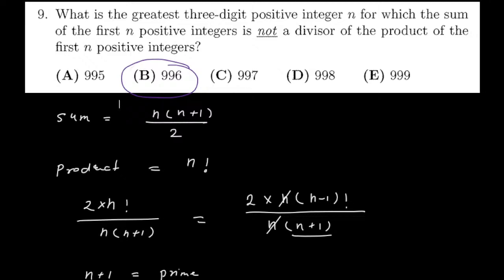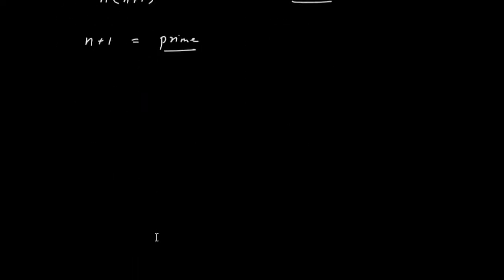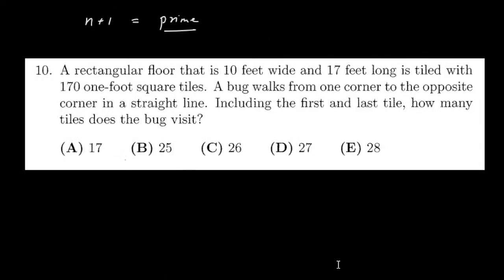Again, the ninth question was a tricky one. Last problem for today. A rectangular floor that is 10 feet wide and 17 feet long is tiled with 170 one-foot square tiles. A bug walks from one corner to the opposite corner in a straight line, including the first and the last tile. How many tiles does the bug visit?